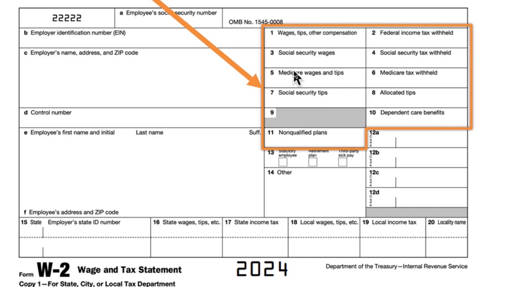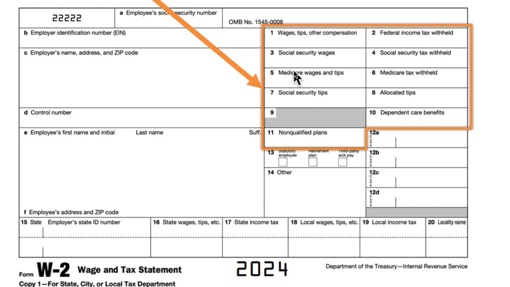Like Social Security wages, Medicare wages can also include retirement deferrals and HSA contributions, but unlike Social Security, there is no income threshold to reach, so all wages are included in the Medicare wage total. HSA is health savings accounts. 6 is the total Medicare tax withheld for the year. For 7, you have to report any Social Security tips received. And 8, for restaurants and bars, you want to enter any allocated tips that the employee received during the year. For 9, you leave it blank.